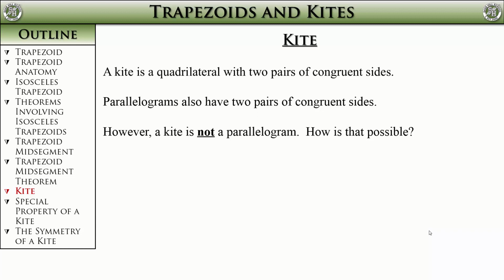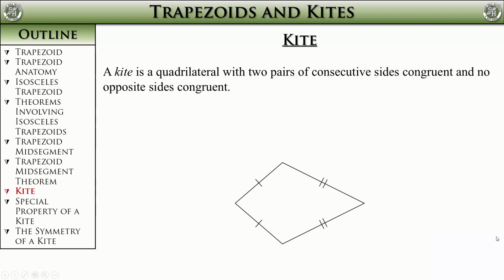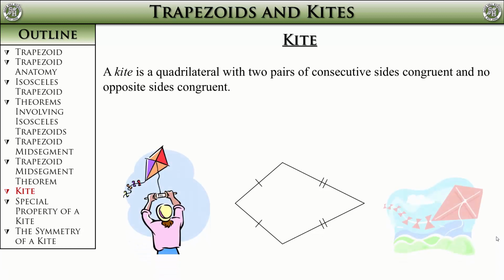So if it isn't the opposite sides that are congruent, how about consecutive sides that are congruent? Officially, the definition says a kite is a quadrilateral with two pairs of consecutive sides congruent and no opposite sides congruent. It kind of ends up looking like, well, a kite.